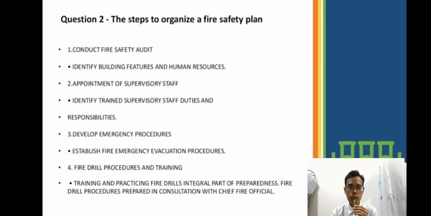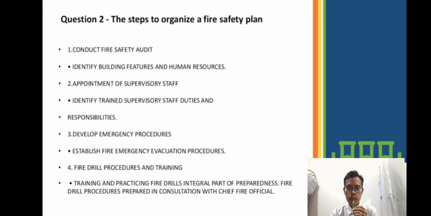So I will explain about the steps to organize a fire safety plan. The first step is to conduct a fire safety audit. For example, we must identify building features and human resources. Step 2, appointment of supervisory staff, where we must train supervisory staff on duties and responsibilities. Step 3 is to develop emergency procedures. For example, we must establish fire emergency evacuation procedures.